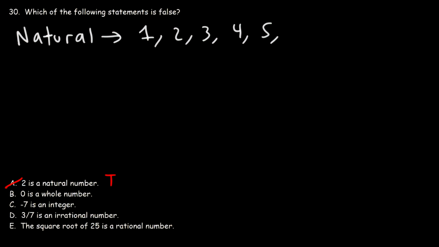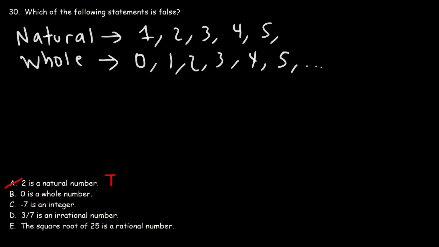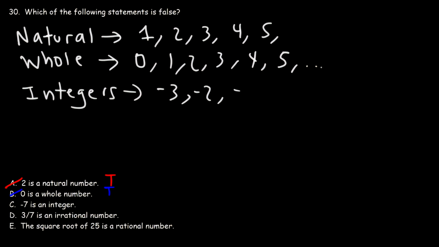What about 0? Is 0 a whole number? Whole numbers are basically integers that are positive, including 0. So 0 is considered a whole number. Now, -7, is that an integer? Integers are whole numbers, but they could be positive or negative. So -3 is an integer, -2, -1, 0, and the positive whole numbers are integers as well. What about 3 over 7? Is 3 over 7 an irrational number?